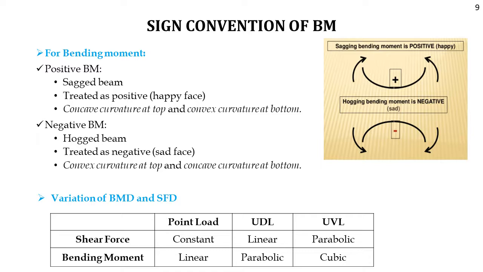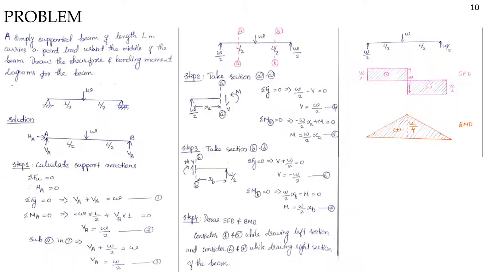Then the variation of bending moment diagram and shear force diagram. In case of point load, shear force will be constant and bending moment will be linear. In case of UDL, shear force will be linear and bending moment will be parabolic. In case of UVL, shear force will be parabolic and bending moment will be cubic.